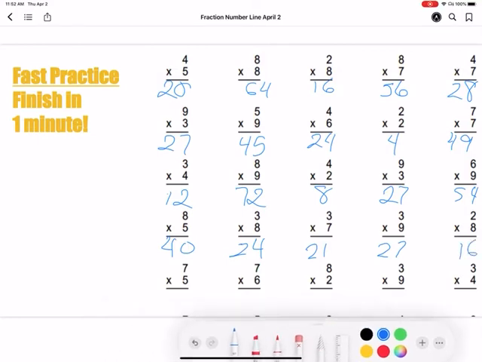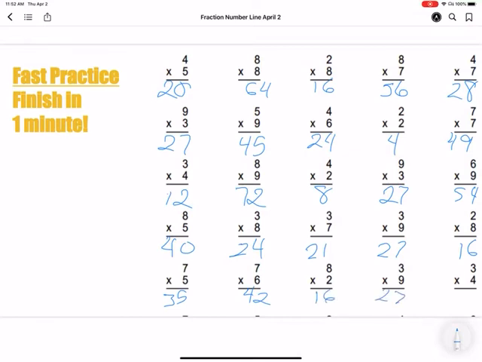Then we're down over here. 7 times 5 is 35. 7 times 6, we've seen that one, 42. And then we're at 8 times 2, again, 16. 3 times 9, again, 27. 3 times 4, 12. Okay, so there they are.